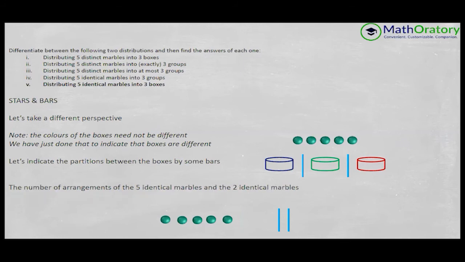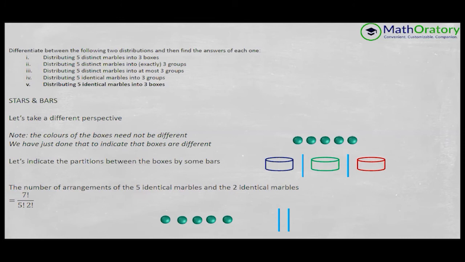So what is the number of arrangements? Now let us develop the final formula. The number of arrangements of these five identical marbles and two identical bars will be given by what? 7 factorial, a total of 7 items, out of which 5 are identical and 2 are identical.